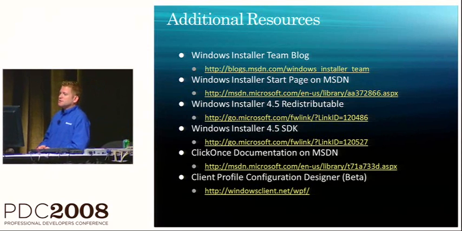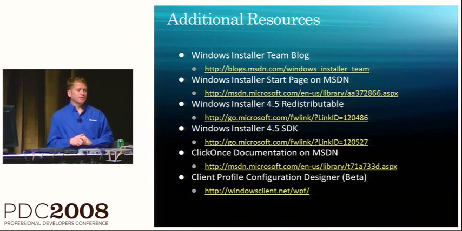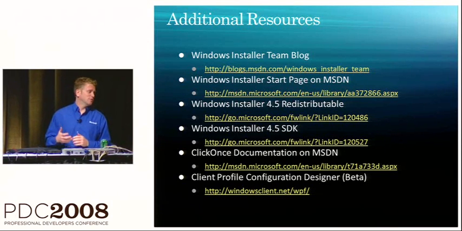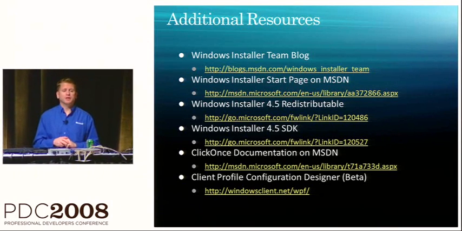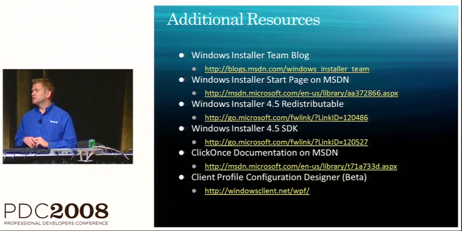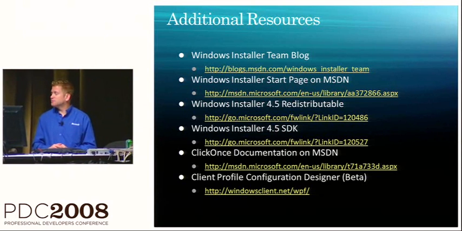And then there's also the Windows Installer Start page on MSDN. That's obviously where our documentation is. The Windows 7 documentation is not published yet. It won't be published until the beta is available. But as I mentioned, we're going to start posting a series of articles on our blog that will give you the same, actually probably deeper information than what's available in the Windows 7 documentation. So stay tuned to our blog for that information.